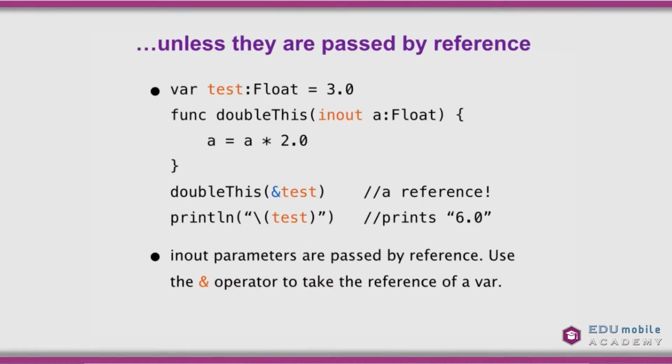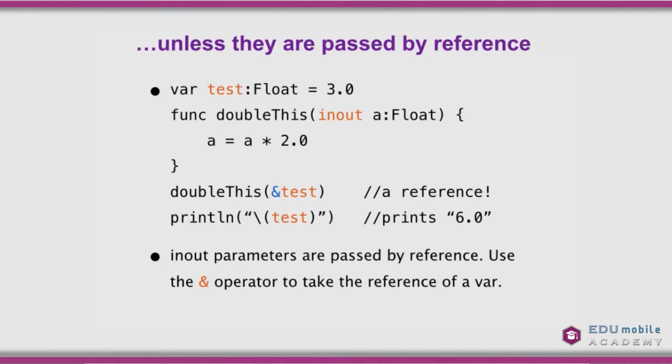Now, parameters are passed by value unless they are passed by reference. So we can also pass test as a reference value. And in this case, the value will be changed. We do this by using the inout keyword. Now, we don't need to say inout var. Inout implies that it's a variable parameter. So a = a * 2.